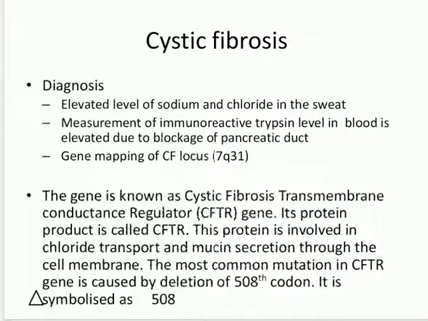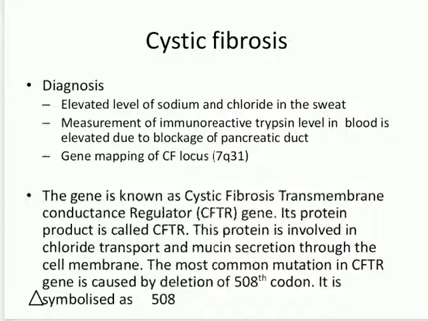So the gene for cystic fibrosis is the cystic fibrosis transmembrane conductance regulator gene. The protein product is called CFTR. The protein is involved in chloride transport and mucin secretion through the cell membrane. The common mutation is deletion of the phenylalanine codon.